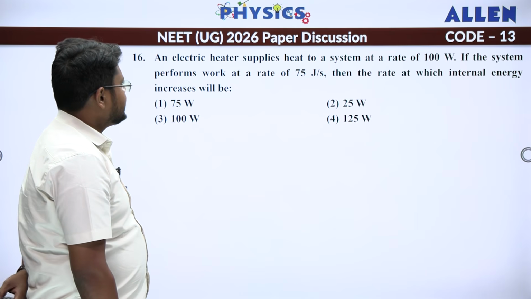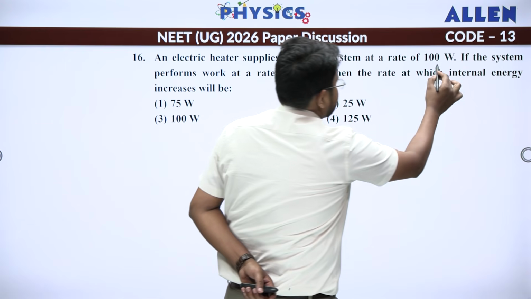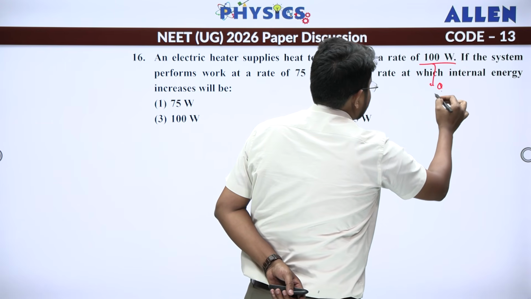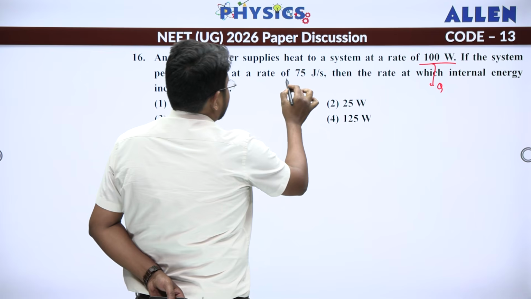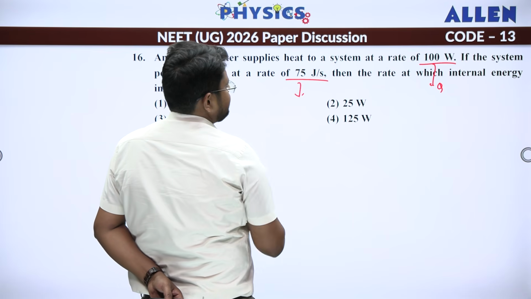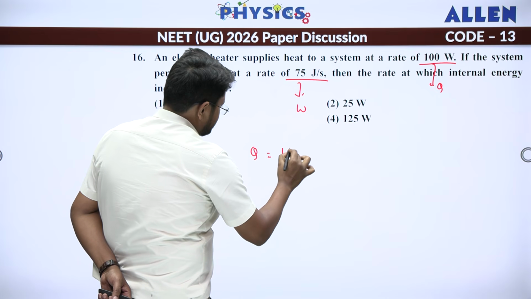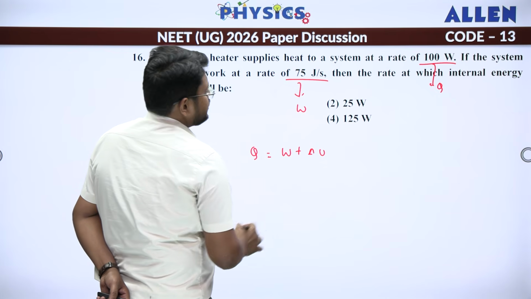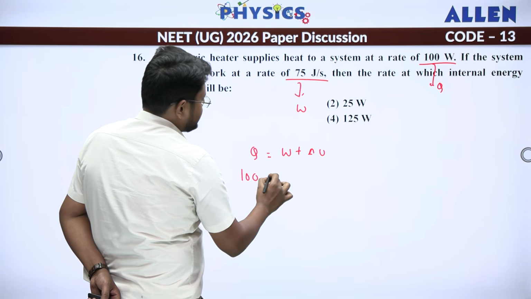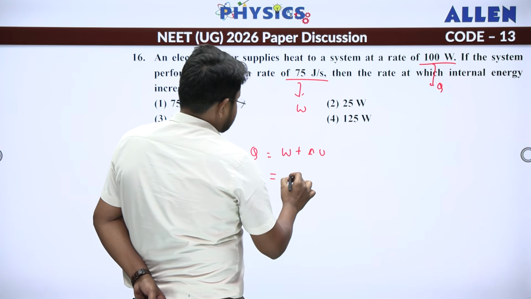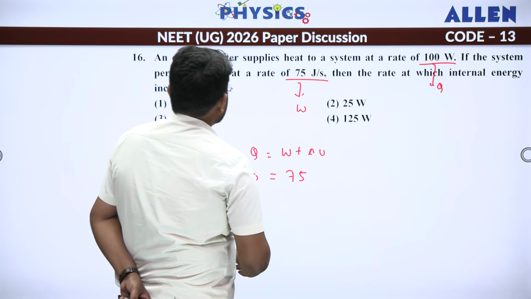Question number 16. A heater supplies heat to a system of this much. So, this is Q that we are supplying. Work is performed at the rate of 75. So, this is W. Internal energy is asked. So, Q equals W plus delta U. Q is how much? 100 here. W is how much? 75, right?